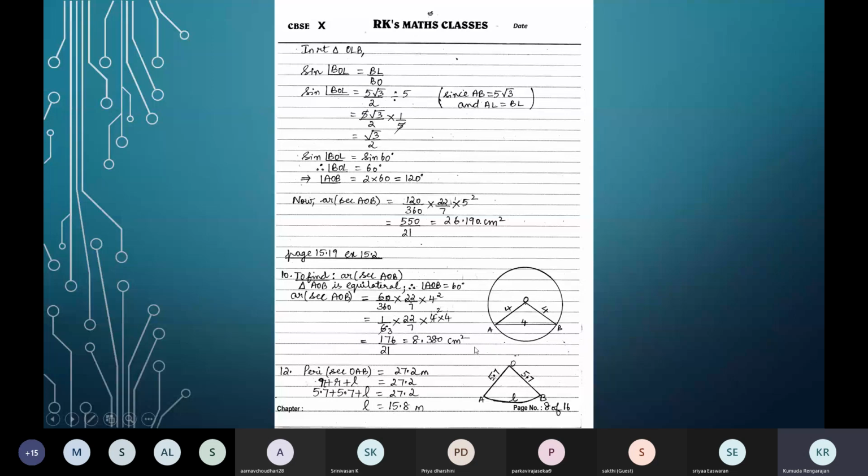Somebody said 8.380, I think. This one was simple. Equilateral triangle, so the sector angle is 60 degrees.